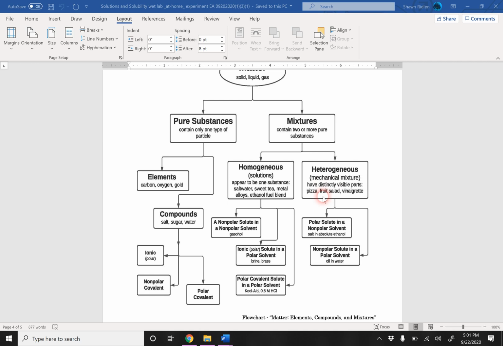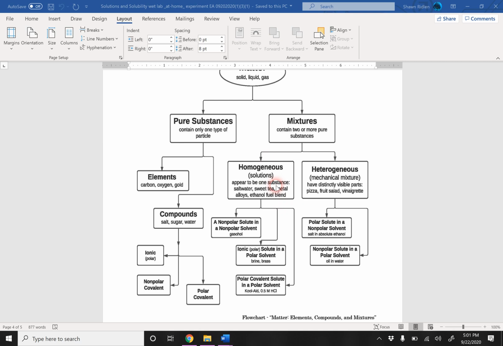So the important thing here is that they have distinctly visible parts. So you can think of a pizza, a fruit salad. I think I use the example sometimes vegetable soup in my classes, where you can see, okay, there's a carrot, there's a green bean, whatever it is. In the homogeneous solution, of course, this is where we can't distinguish the parts: salt water, sweet tea, metal alloys. So as I mentioned, things like brass, copper, brass alloy, and things like that.